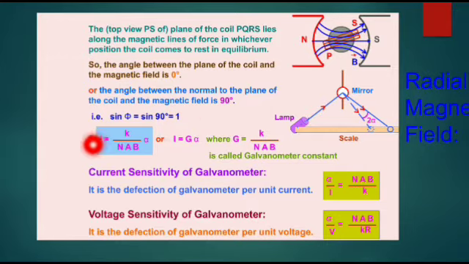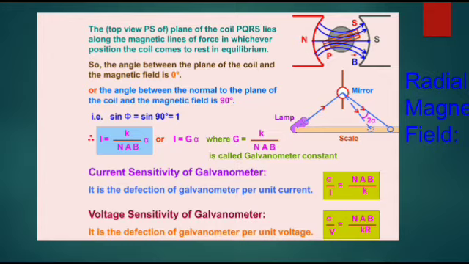Therefore, taking I, it is equal to k into theta, as in the previous case. Therefore sine theta is equal to 1, so I equals k divided by NAB into alpha. Otherwise, I is equal to G into alpha, where G is the galvanometer constant. What is that constant? That is k divided by NAB, the galvanometer constant.